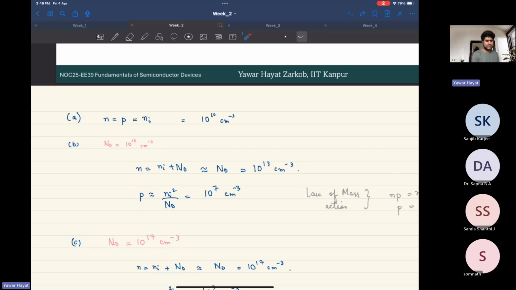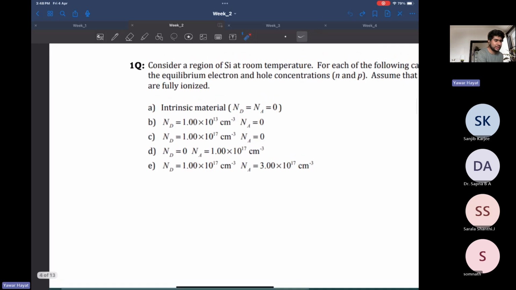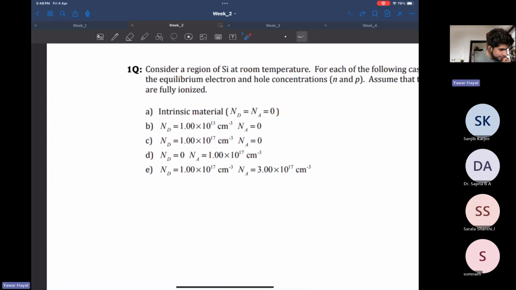Then how do I compute p? np is ni square, and your n is ND. So your p is ni square by ND. Do remember what we did. We first computed n in the N-type semiconductor, and then we proceeded to compute p. p was the minority carrier here, and n was the majority carrier here. So do keep this recipe in the back of your mind. Now, let's see, what should I take?